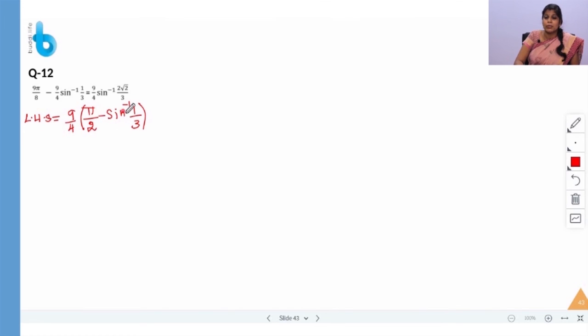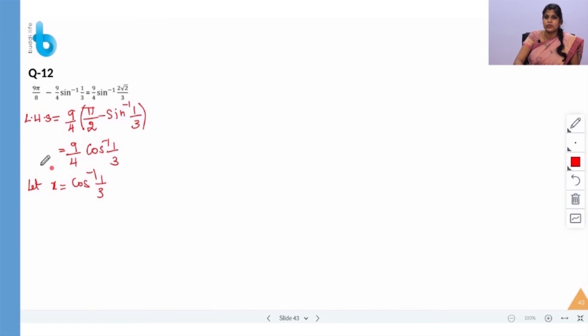And you know pi by 2 minus theta is cos theta, right? So 9 by 4 into pi by 2 minus sine inverse of 1 by 3 is cos inverse of 1 by 3. Let it be the same as it is. Now we will consider another thing. Let x equal to cos inverse of 1 by 3.